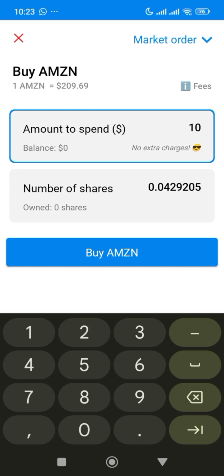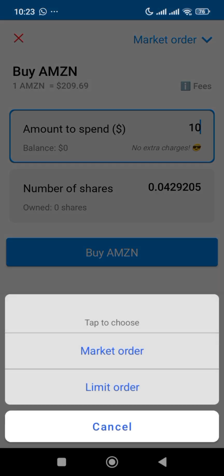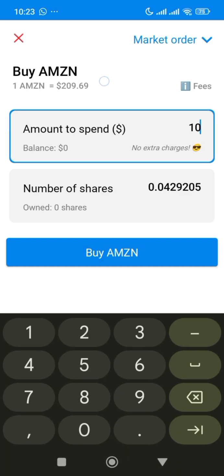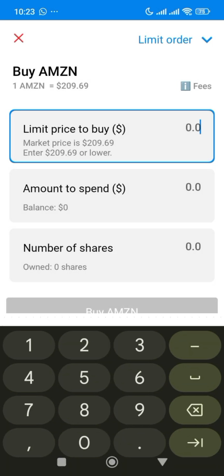Now under here we have market order and we have limit order. Market order is like you buying immediately. You're buying at this price. Look at this price over here, 209.69. That's what you're buying at for one. Now if you don't want to buy at this price, let's say you felt like it's going to reduce to $200 per one, you can go here and click on limit order.